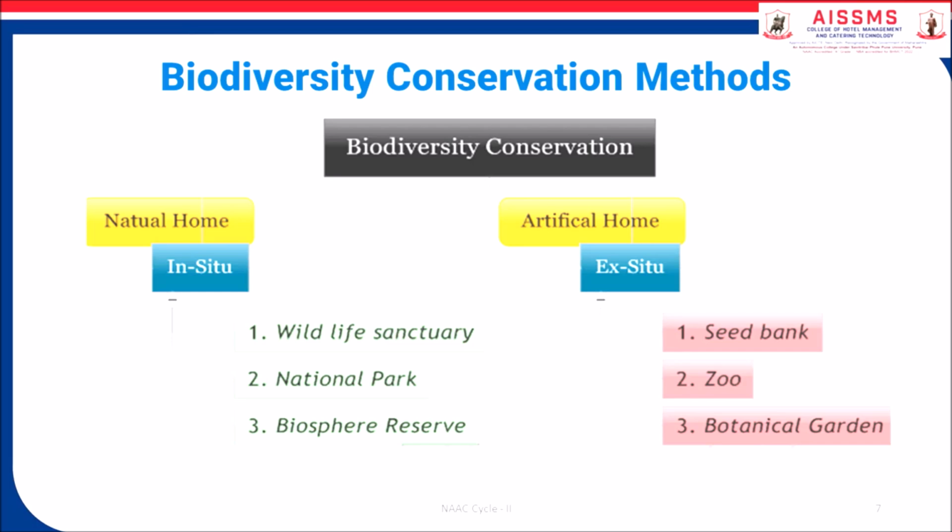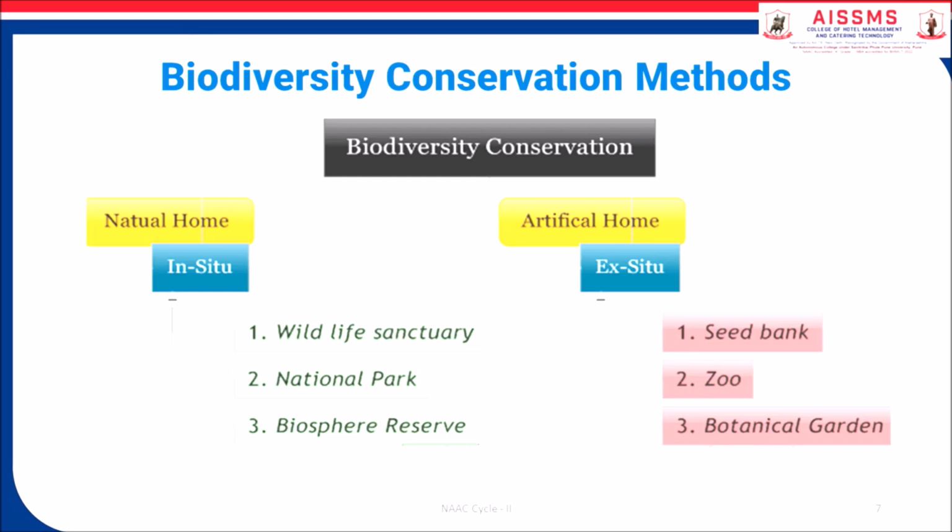Second method is ex situ conservation. This involves taking plants and animals out of their natural habitat to protect them in a different place. For example, it could mean breeding endangered animals in a zoo or botanical garden, or collecting seeds from rare plants to grow them in a protected environment.